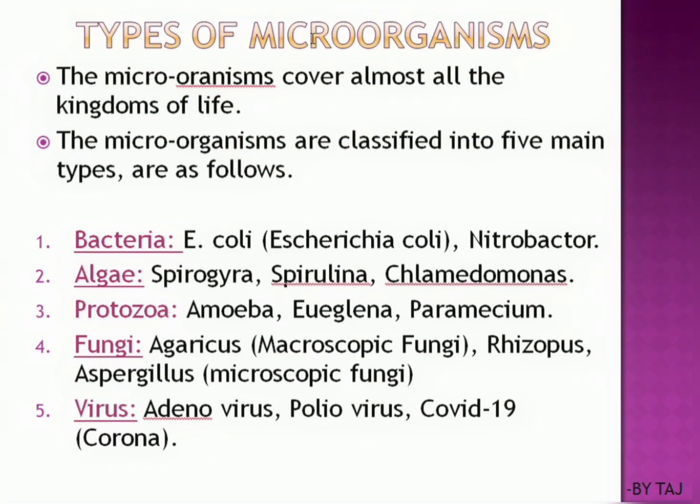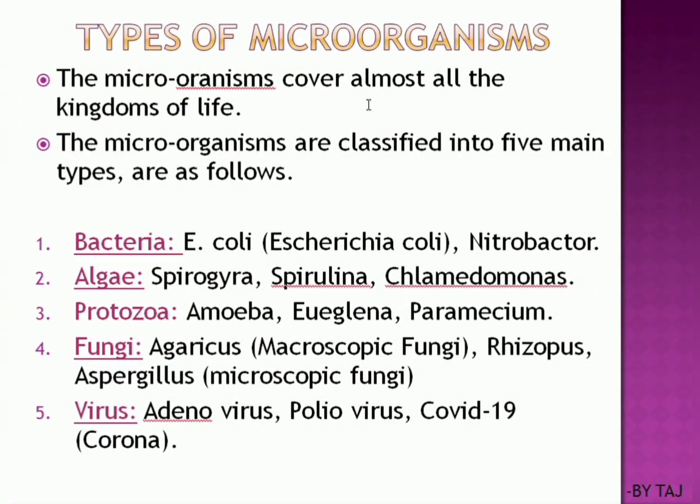Coming to the types of microorganisms. Microorganisms cover almost all the kingdoms of life. In the previous class we discussed the hierarchy of classification of kingdoms. All the kingdoms having microorganisms are included in this kingdom of life. The microorganisms are classified into five main types, that is bacteria, algae, protozoa, fungi and virus.